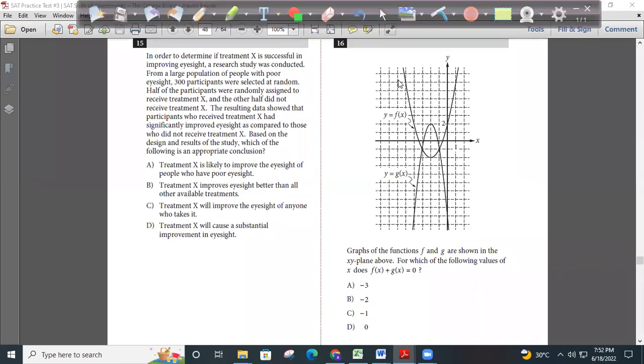Even others, why only these people? Even others should think and give me an answer. They're asking where something plus something is 0. For what value of x, f of x and g of x is 0.